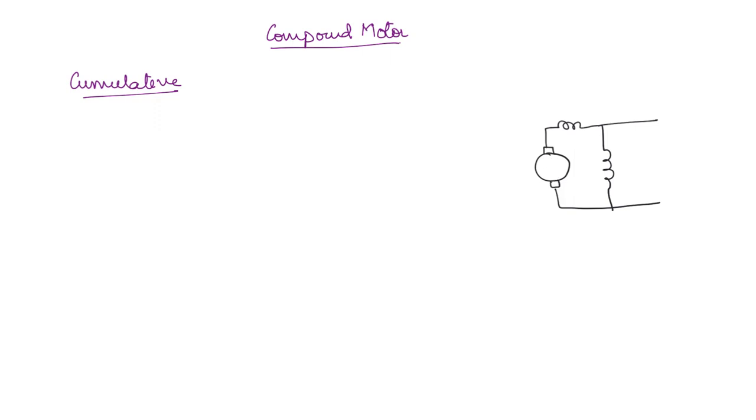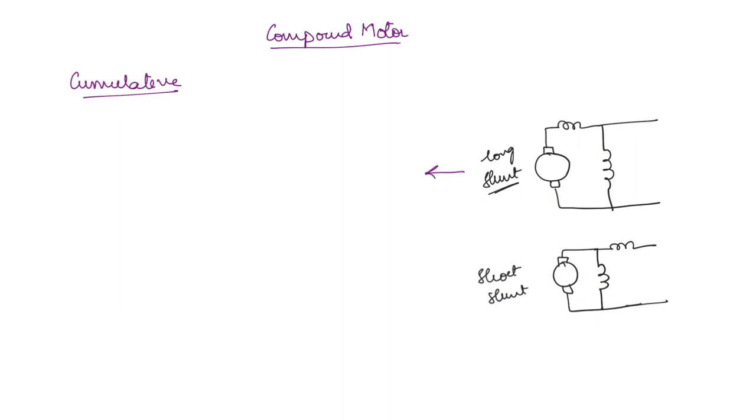What will happen in short shunt? In short shunt, you are going to have the shunt winding in parallel to the armature and the series winding will be in series with the entire setup. So this is called short shunt and this is called long shunt. The characteristics will be more or less the same for long shunt and short shunt, and the reason for this you will understand if you see the mathematical equations.